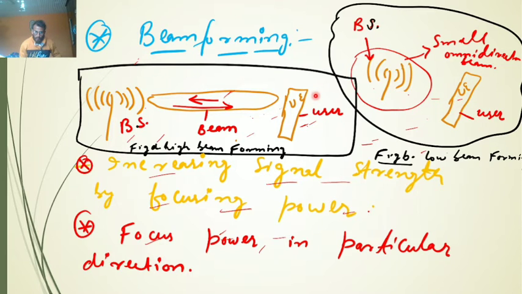Due to beamforming, the signal strength increases by focusing the power in a particular direction, and due to that the data rates in the system increase. So that is called beamforming.